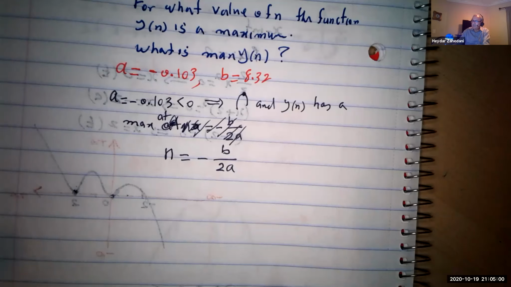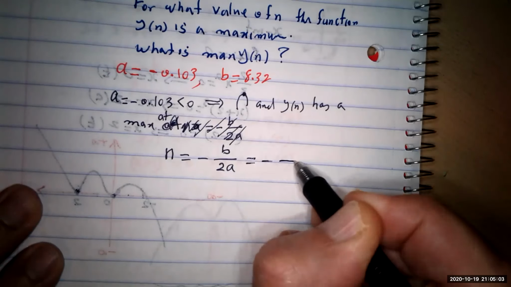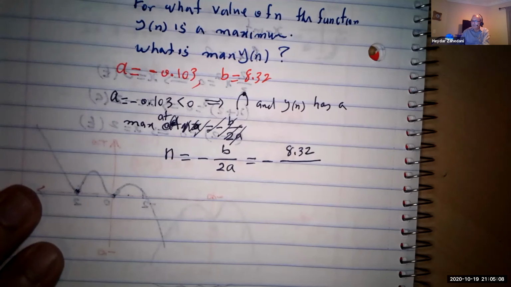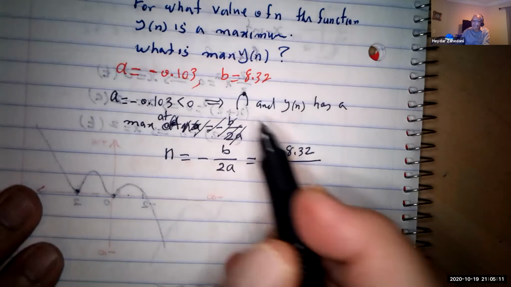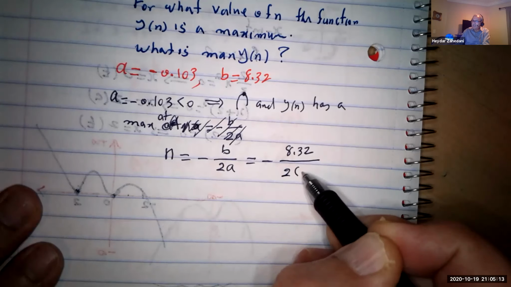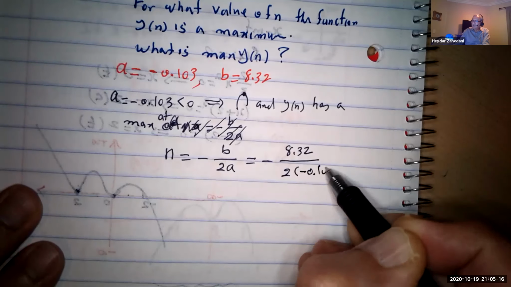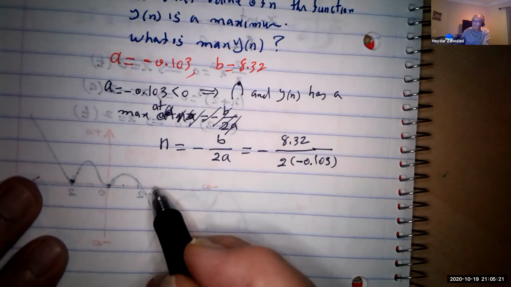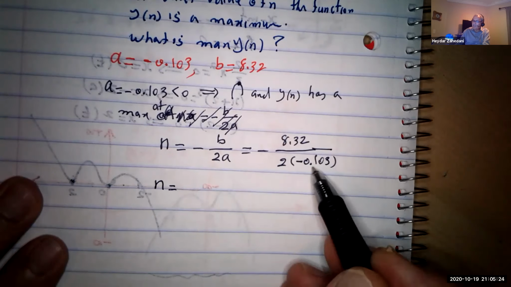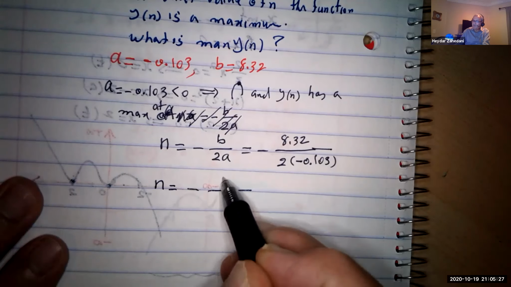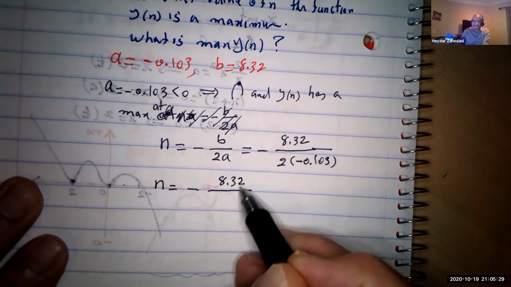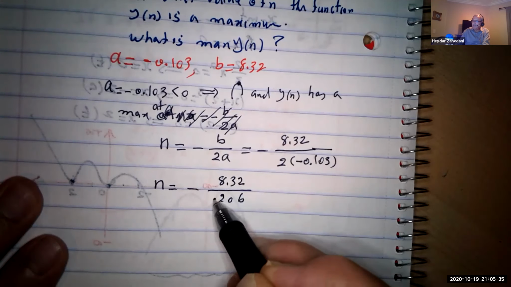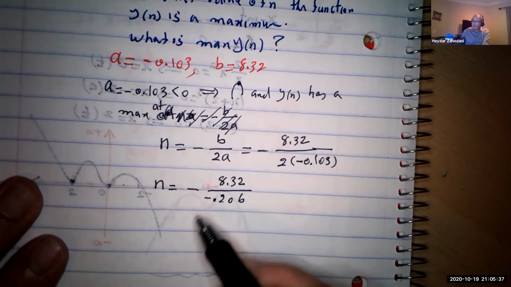Okay, now you have these two numbers. It's going to be negative. What is b? B is 8.32. Okay, 8.32, and the bottom one is 2a, which is going to be 2 times negative 0.103, if you like. Okay, and then just simplify it. This is going to be negative. The top would be 8.32, and the bottom one is going to be 0.206. Okay, it's a negative, negative would be positive.